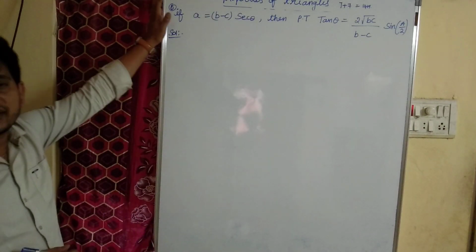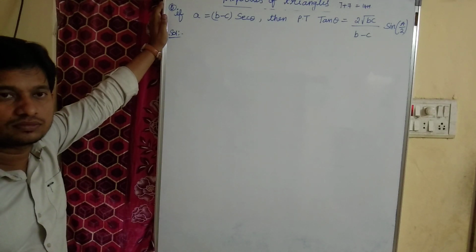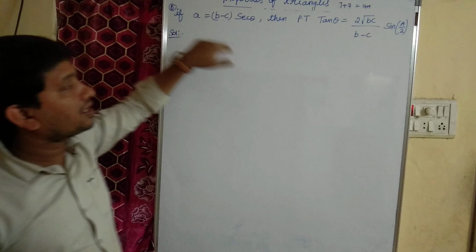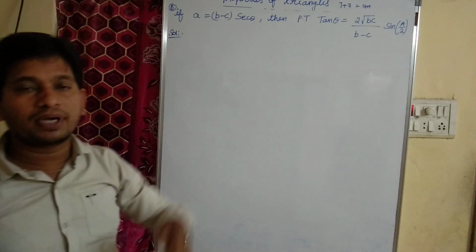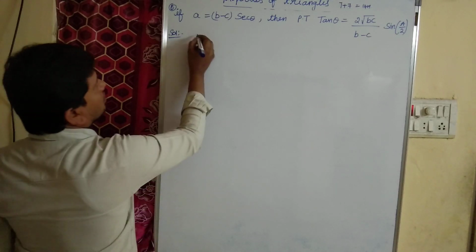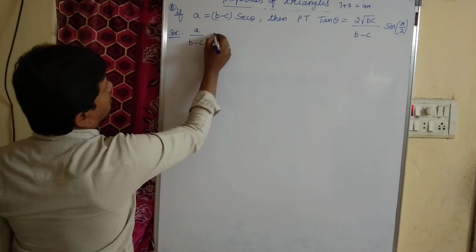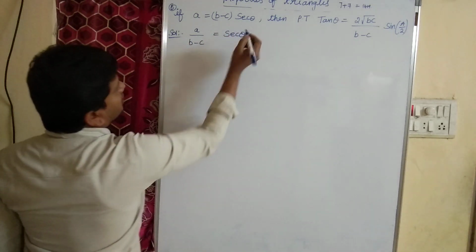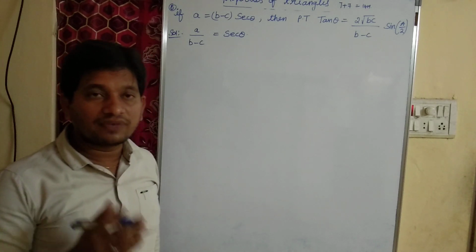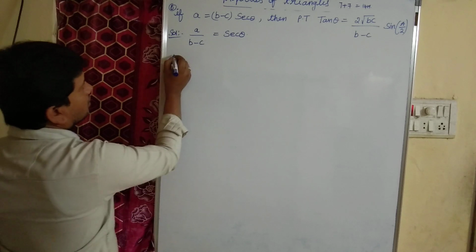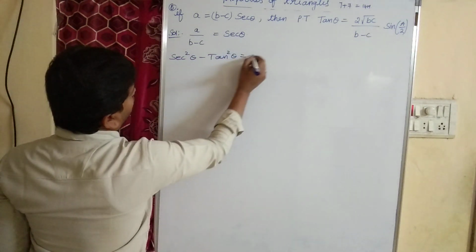Now coming to problem number 6: if a = (b − c) sec θ, then prove that tan θ = (2√(bc) / (b − c)) sin(A/2). Here (b − c) is multiplying, so let me transpose: a/(b − c) = sec θ. Also we know the identity in terms of sec θ and tan θ, that is sec²θ − tan²θ = 1.